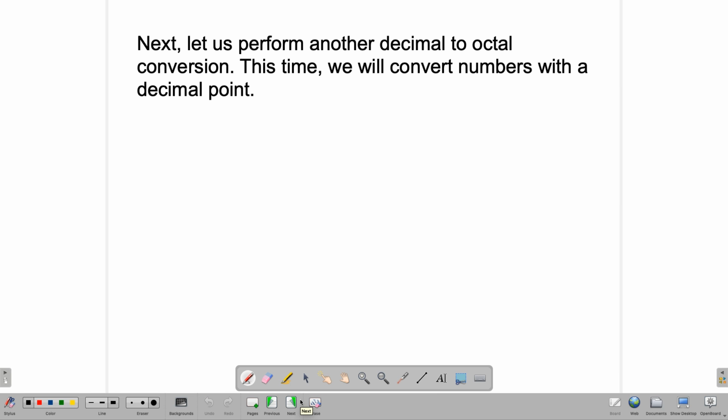Next, let us perform another decimal to octal conversion. This time we will convert numbers with a decimal point.